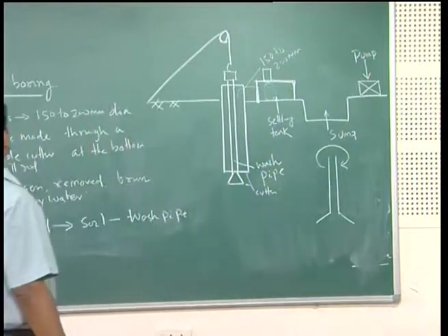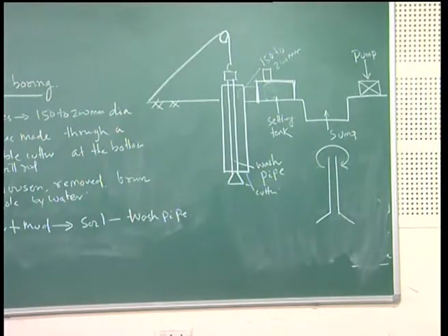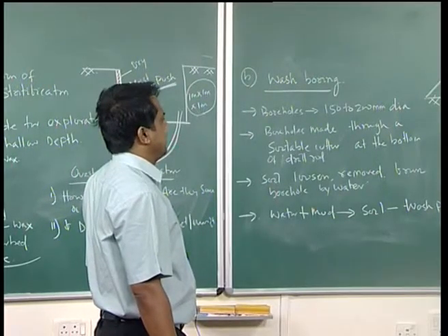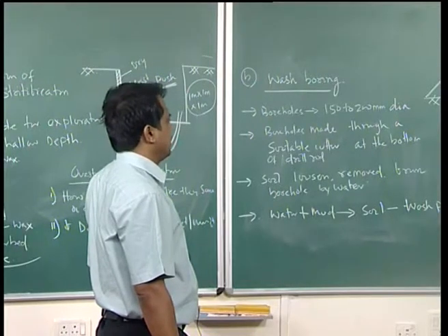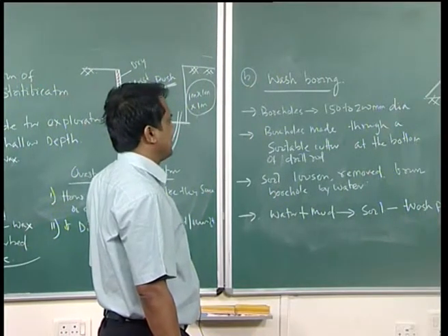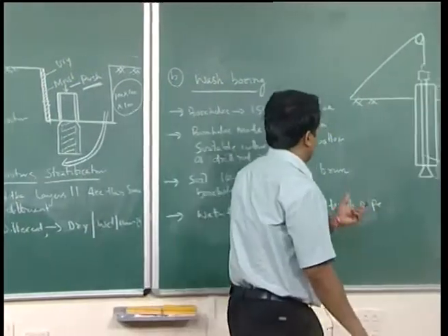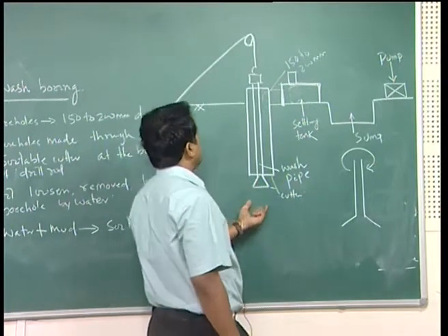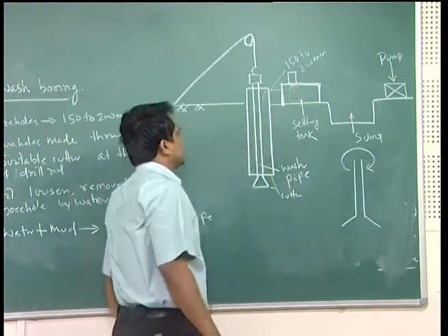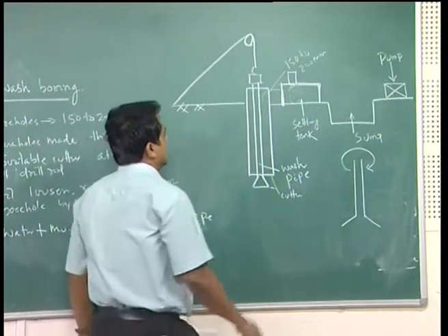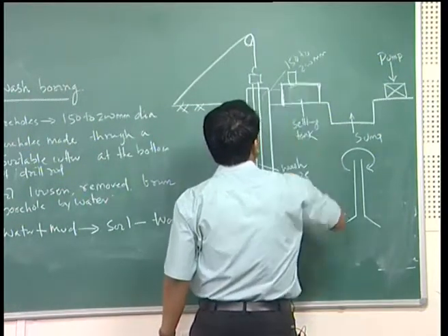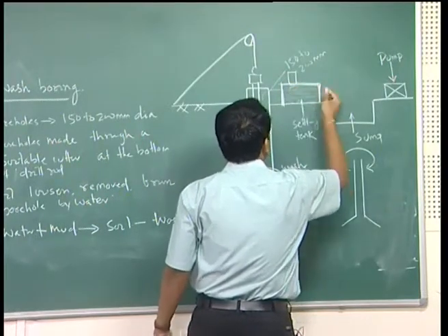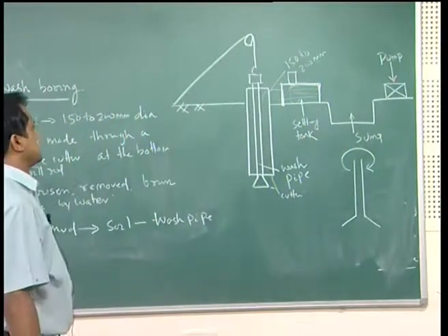This kind of technique, the wash boring technique, indirectly gives a remolded soil sample, because once you do the boring here, the soil is collected in loose condition with water and taken out here, and the soil plus water is made to settle in a settling tank. So this is a remolded, disturbed sample; put it there, once it settles, then you collect your undisturbed sample.